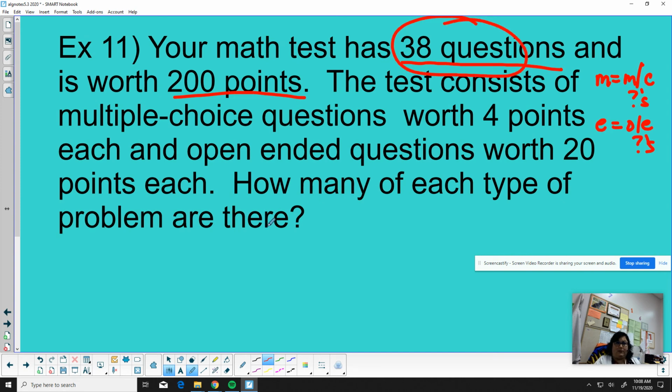Okay, so I'm going to start with the question. I don't know how many of each type of problem there are. So I know that there are some multiple choice, and I know that there are some open-ended, and their total is 38. Now I can do the one about points. So multiple choice are worth 4, so 4M, and open-ended are worth 20, so 20E, and their total points is 200. So notice I used the numbers that all had points together in that same equation.